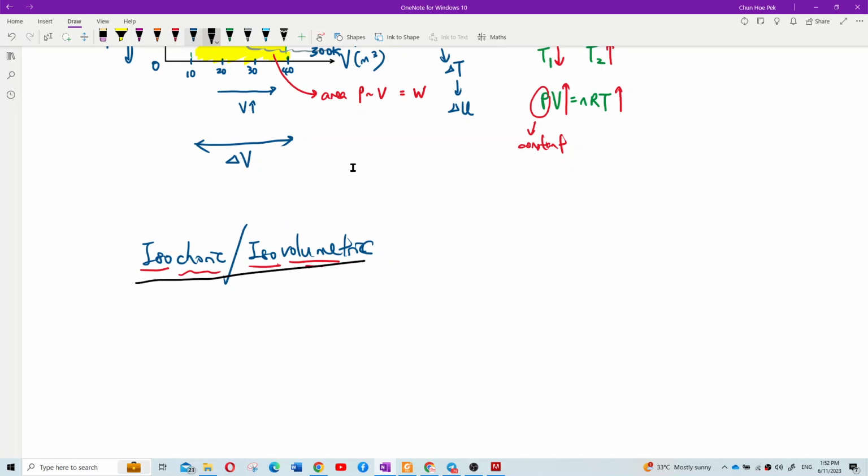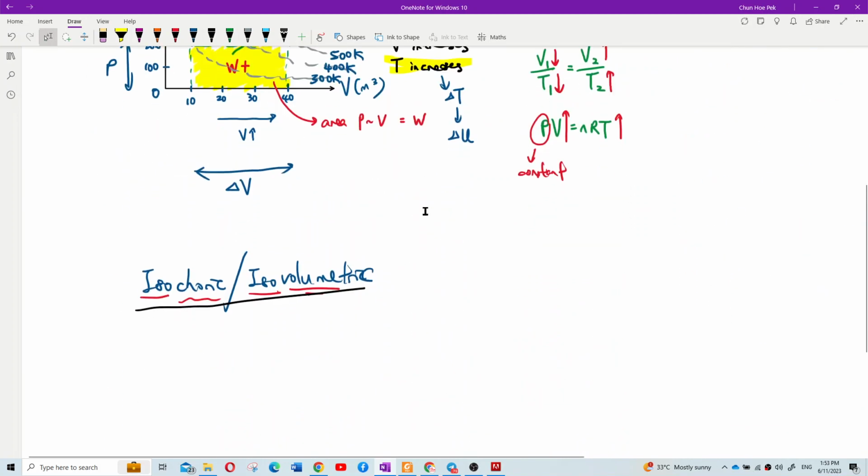IQ question. What is isovolumetric? What is constant, class? Tell me. Volume, that's right. Yeah, volume is constant. So iso means same volume.